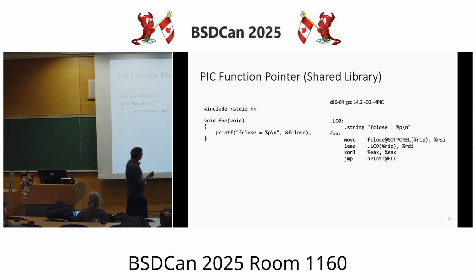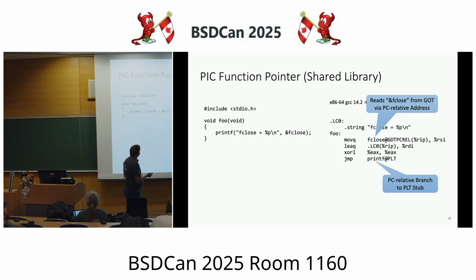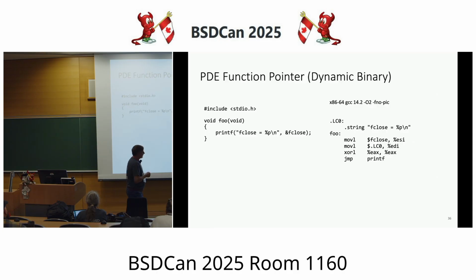So in PIC, when we compile this in PIC mode, we now know fclose might not live in our same world, so we read it from the GOT. We're reading the address of fclose from the GOT. That all looks kind of sensible. Now we're going to jump to the PLT stub for printf. So that all seems kind of simple, relatively speaking. But let's think about the dynamic binary case. So we're back in PDE mode. We've compiled it the same way, and we need an absolute address for this function pointer, which again lives in a shared library, and we don't know where it lives. So what absolute address are we going to use for that?